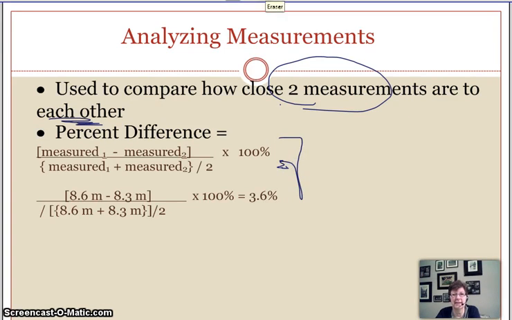I'll tell you what, I'm going to erase that line there. Kind of messy. Let's get rid of that. Okay, back to the pen.